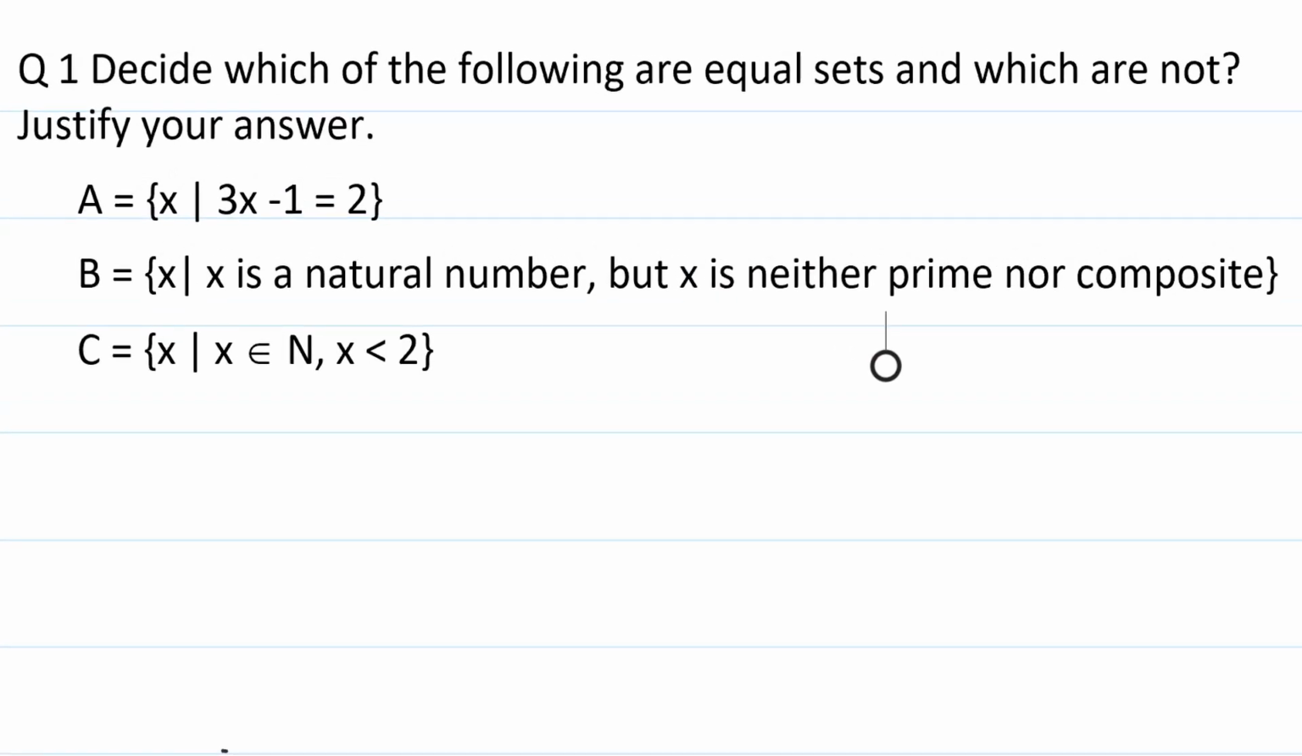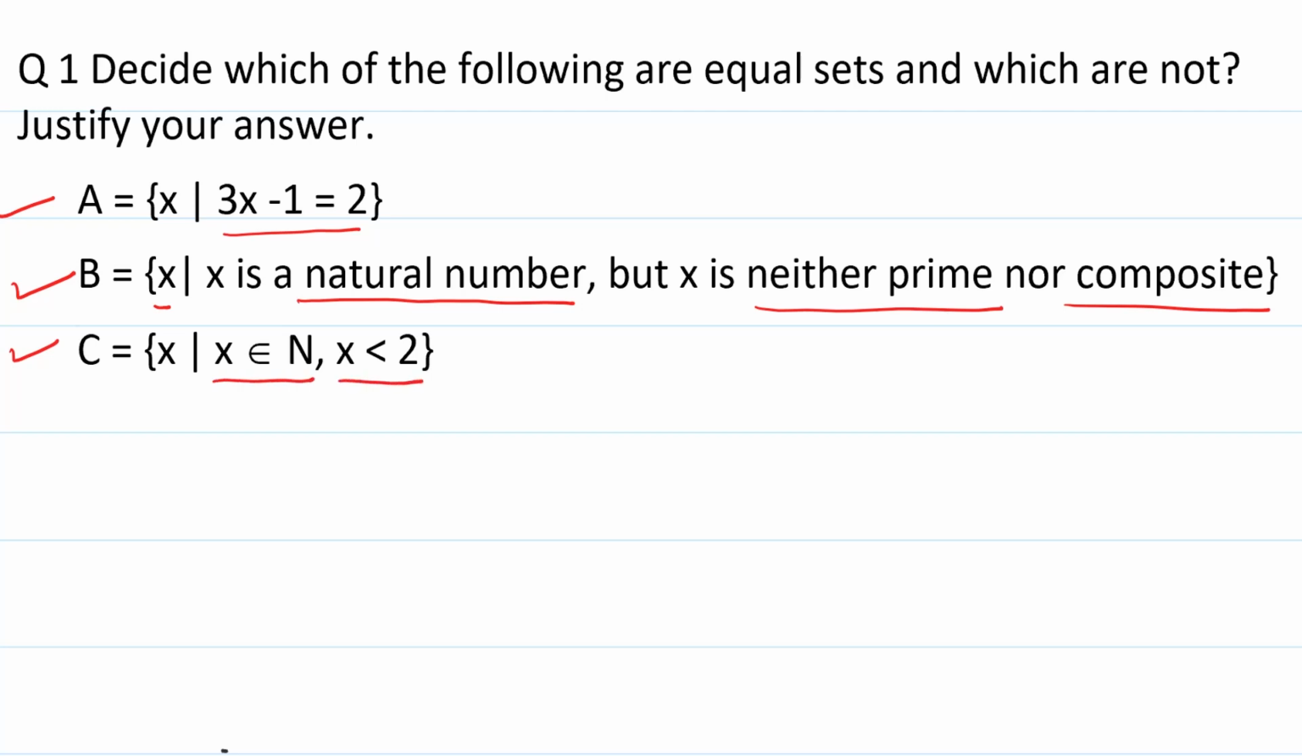Practice set 1.2. Question 1. Decide which of the following are equal sets and which are not. Justify your answer. A is set of all x such that 3x minus 1 is equal to 2. B is set of all x such that x is natural number but neither prime nor composite. C is set of all x such that x is natural number and x is less than 2.